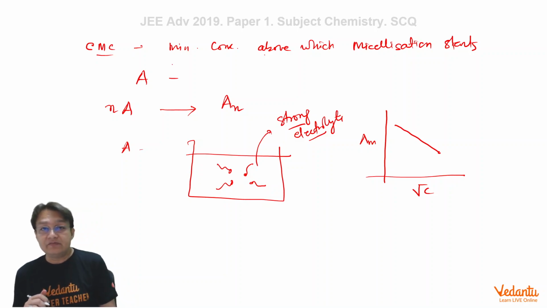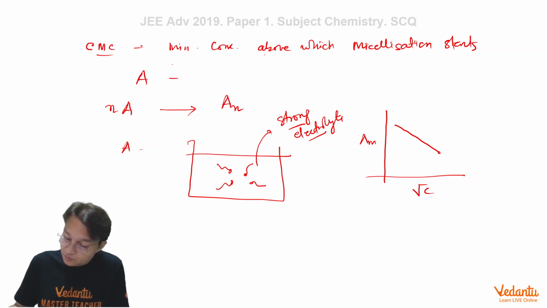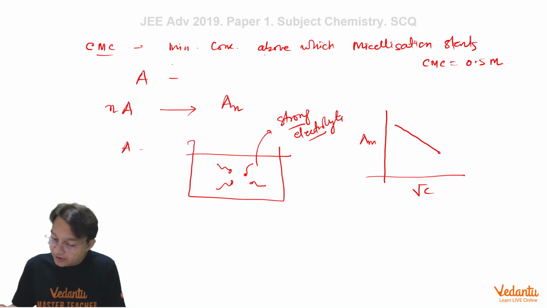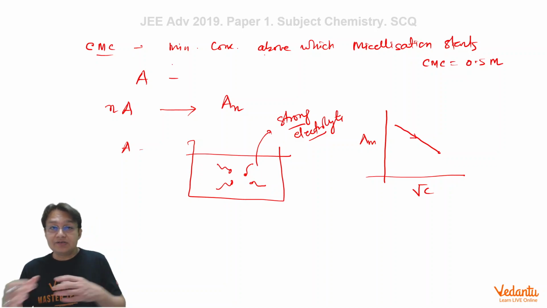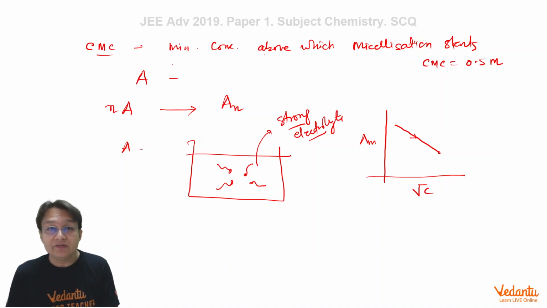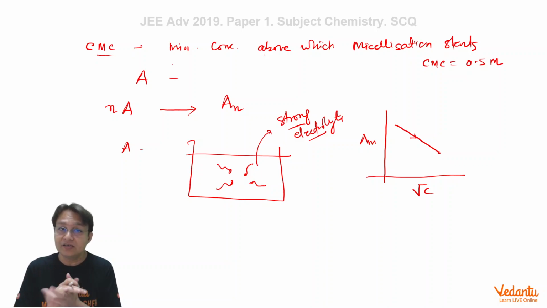So we expect this behavior from sodium stearate in the limit of low concentrations. Suppose the critical micellar concentration is 0.5 M. Then we can expect this behavior at 0.1 M, 0.2 M, 0.3 M, 0.4 M, till 0.5 M. Up to that point, lambda m will decrease as the concentration increases, and the reason is a famous one: ionic mobility decreases. When concentration increases, positive and negative ions surround each other, and they find it very difficult to move faster.